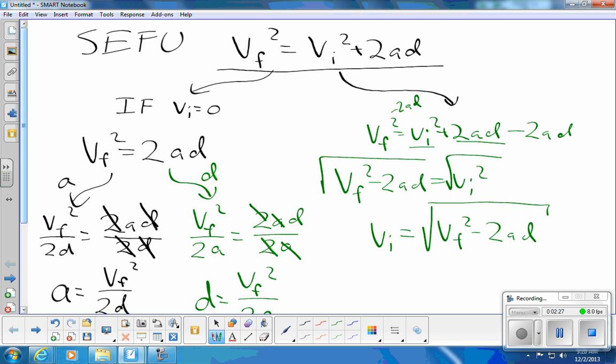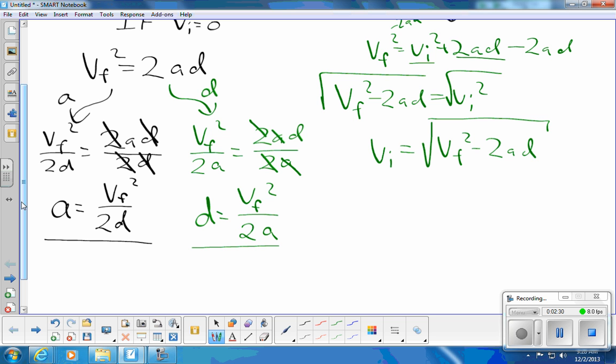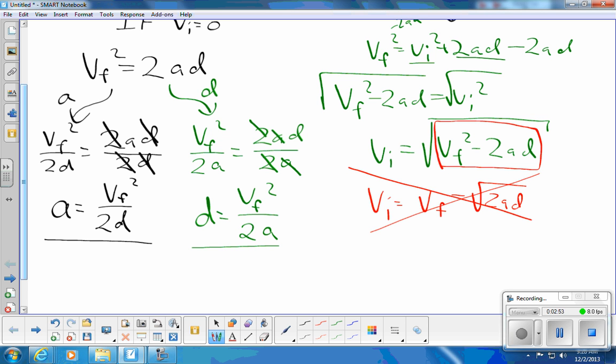I'm going to make a note here. I've seen the mistake in the past. Students have square rooted this, and they say, oh, I know the square root of Vf squared is Vf, minus the square root of 2ad. I'm going to write this in red because it's bad. This is not correct. You're taking the square root of the difference of these two numbers, the whole thing. And you can't just square root one of the terms and do what I just did, which is wrong. But you have to leave it as the square root of Vf squared minus 2ad. Okay.